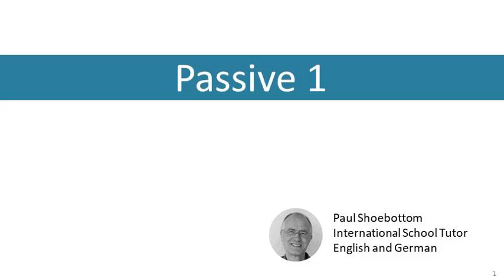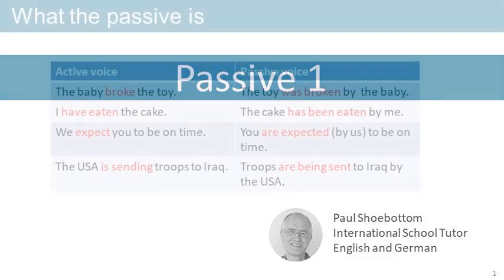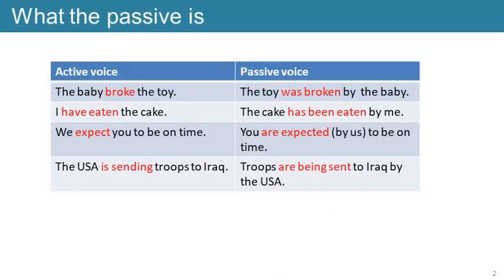In this lesson, we will have a first look at the passive in English, what it is, how to form it, and when not to use it. The passive is what grammarians call a voice. English has two voices. The other voice is the active.